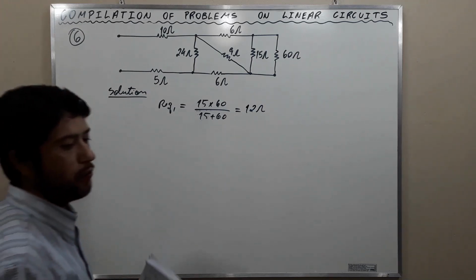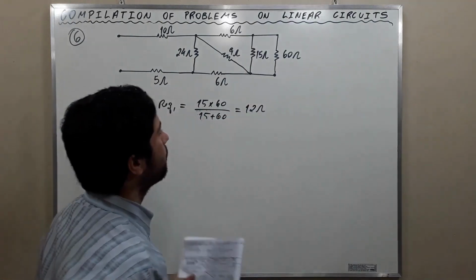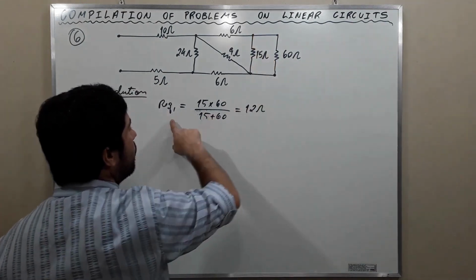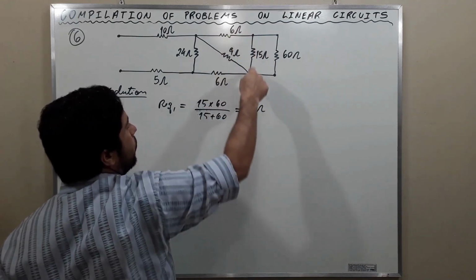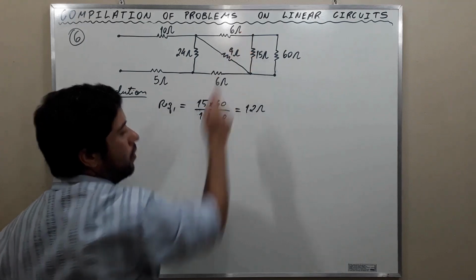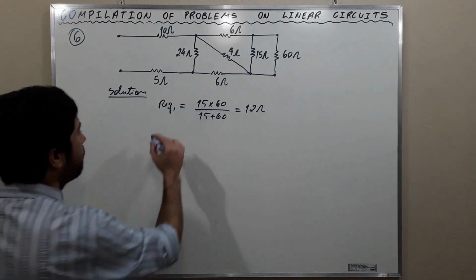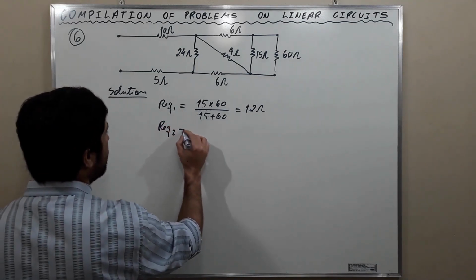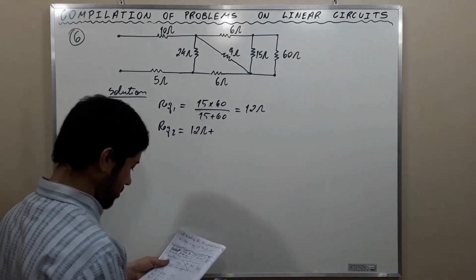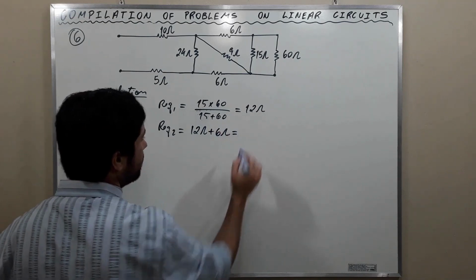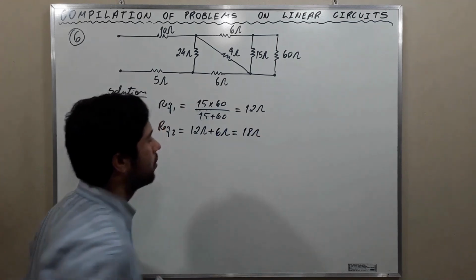And now let's hide it here. The equivalent resistance number 1 is going to be in series with this resistance here. So the equivalent resistance number 2 is going to be 12 ohms plus 6 ohms, and this is 18 ohms.